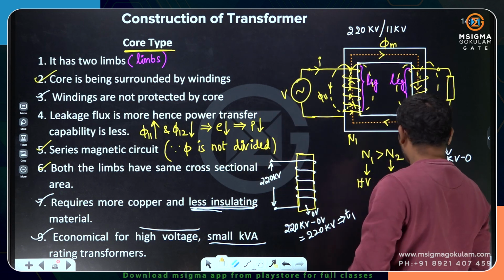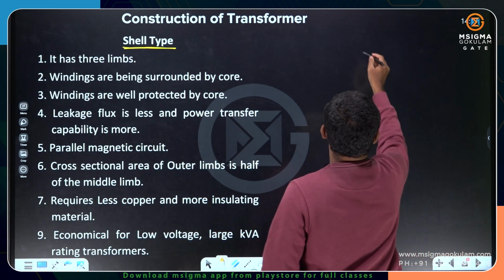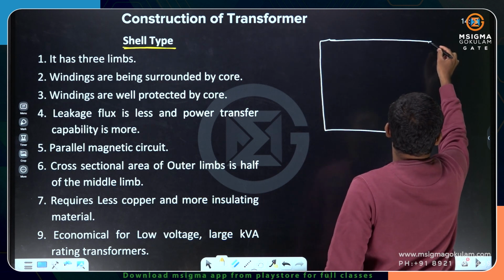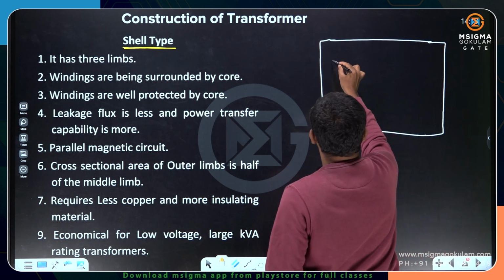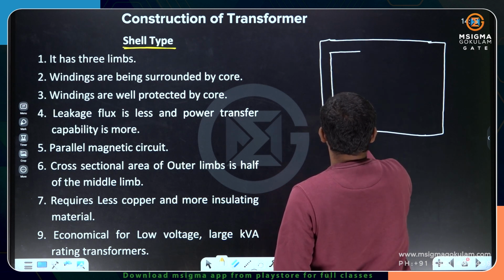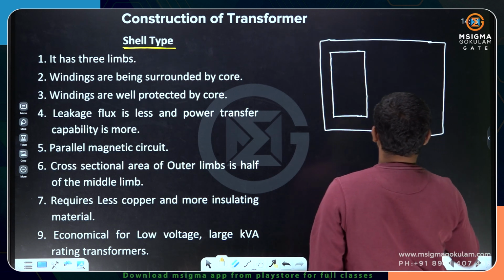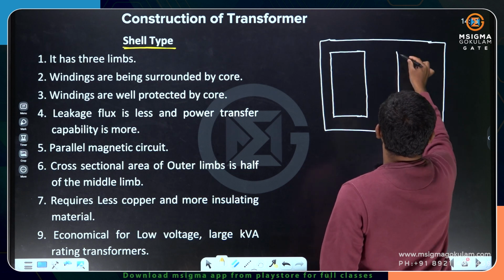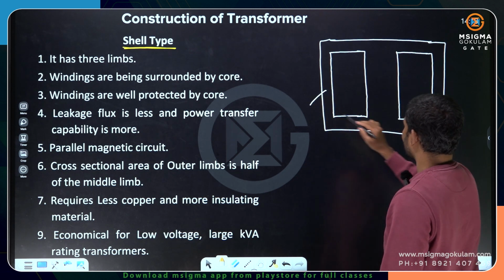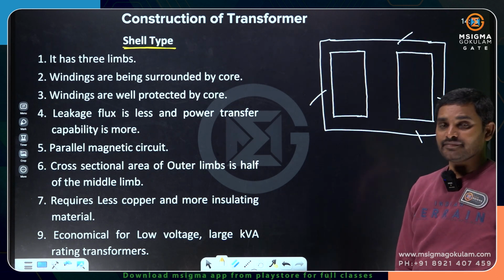But if you see the other part, it looks like this. In a shell type construction, it will be like this. The side limbs' area of cross section and the yoke area of cross section are going to be the same. Okay, so this is leg 1, leg 2 and this is the yoke. All these have the same area of cross section.